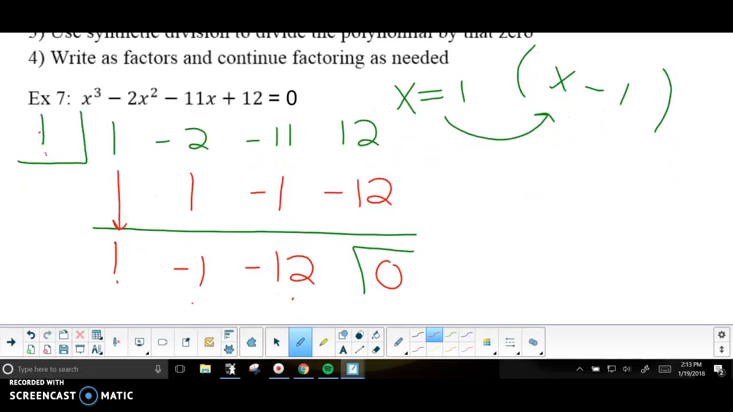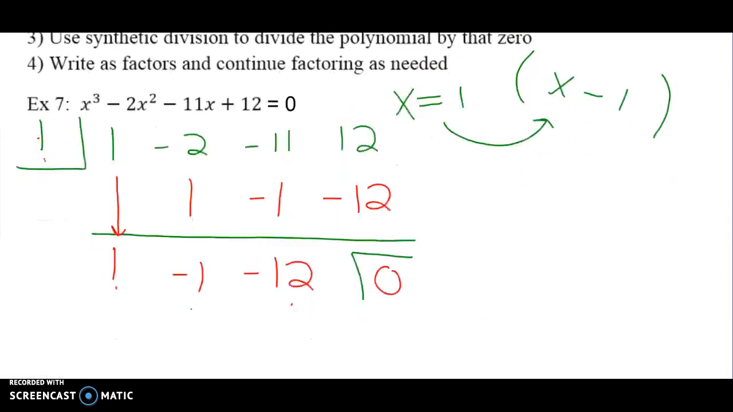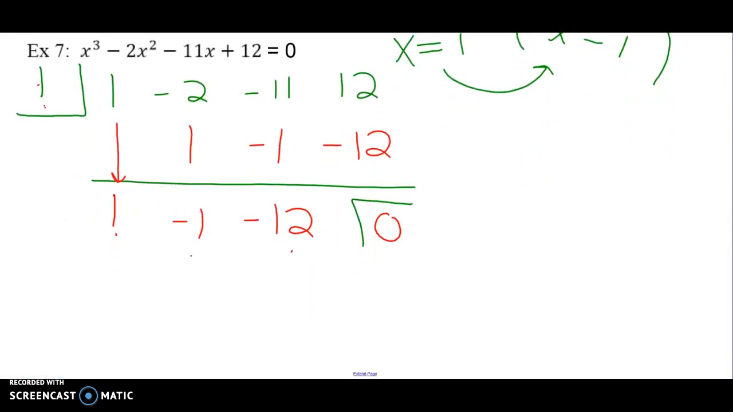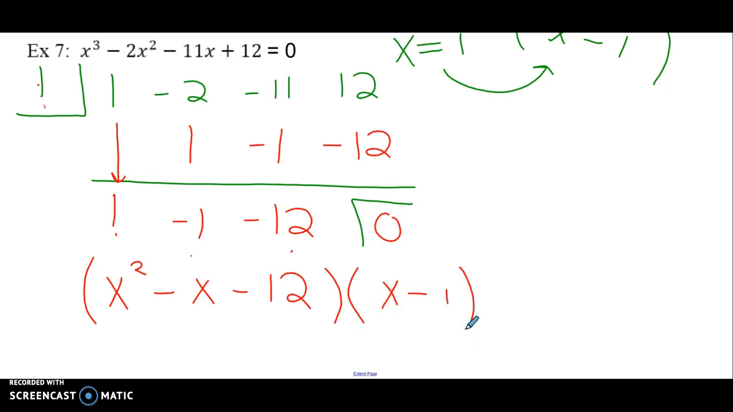So what is my answer here? How do I write this answer out? 1x squared, minus 1x, minus 12. That is a factor. And what did we multiply that by? x minus 1. And x equals 4. So we just factored by means of synthetic division.